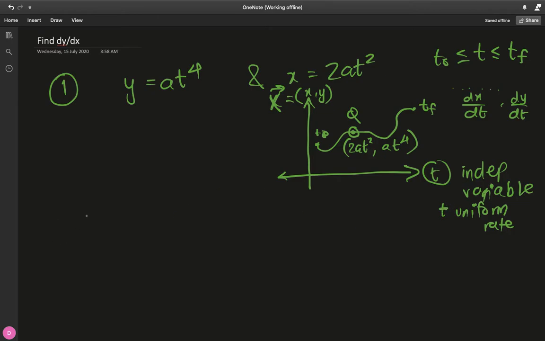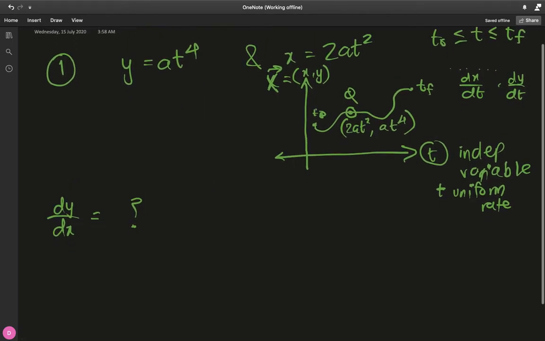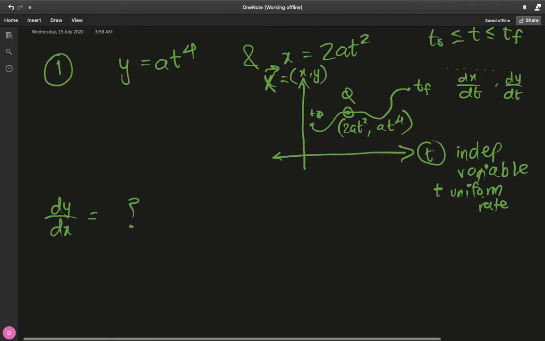But look what they're telling us to find. They're telling us to find dy over dx, and you're like, this is pretty counterintuitive with regards to what we just learned, that x does not depend on y, does not depend on x. So how are we going to do this? So looking at each of these, as I said, we can differentiate with respect to the independent variable t. That's the logical thing to do. So this means we can find dy over dt, and we can find dx over dt.